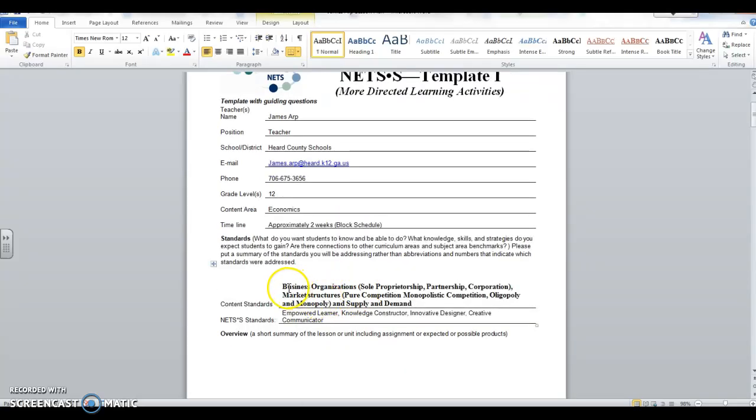But the standards that this project covers are some of the most difficult standards in all of economics: business organizations, market structures, and supply and demand. Year after year, these are some of the most difficult concepts for my kids to understand. So I thought this might be an easier way, or maybe not necessarily an easier way, but a way for these kids to be able to buy into actually learning this material.